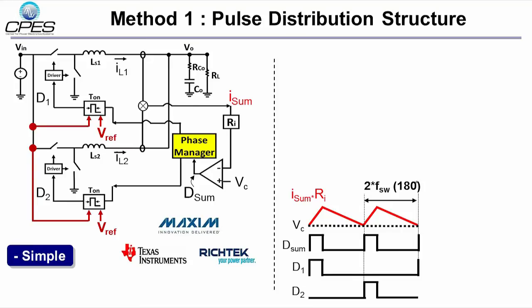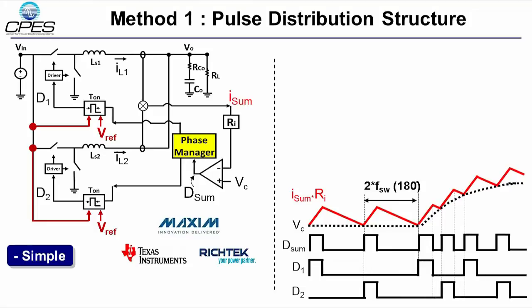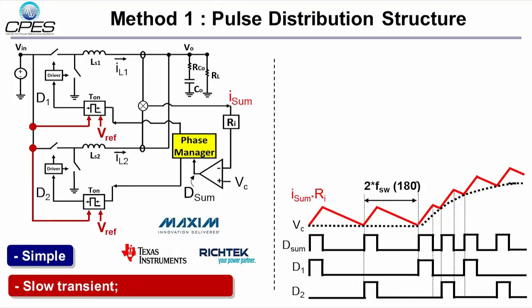However, if you look at the transient response, when Vc has dynamics due to the step load transient, the modulation scheme makes the PWM signals of the two phases unable to overlap immediately. So the first issue is slow transient. Another issue is noise sensitivity.